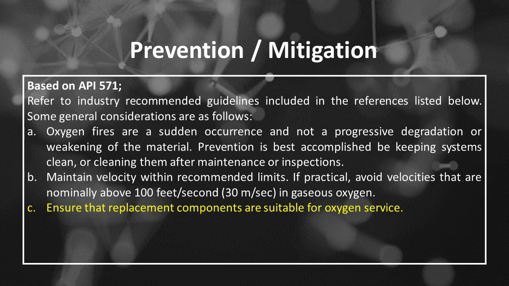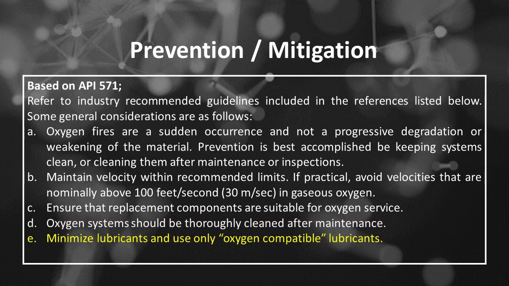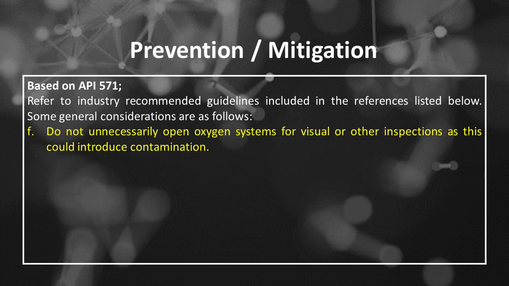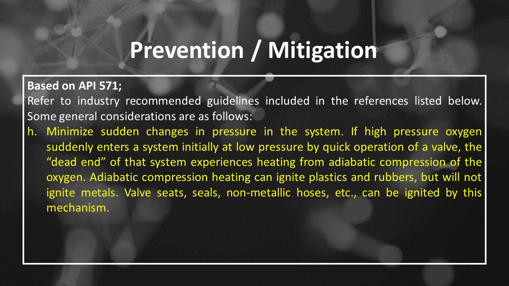Number C, ensure that replacement components are suitable for oxygen service. Number D, oxygen systems should be thoroughly cleaned after maintenance. Number E, minimize lubricants and use only oxygen-compatible lubricants. Number F, do not unnecessarily open oxygen systems for visual or other inspections as this could introduce contamination. Number G, a thorough review is needed before modifying oxygen systems to operate at higher pressures, temperatures, or velocities. Number H, minimize sudden changes in pressure in the system.